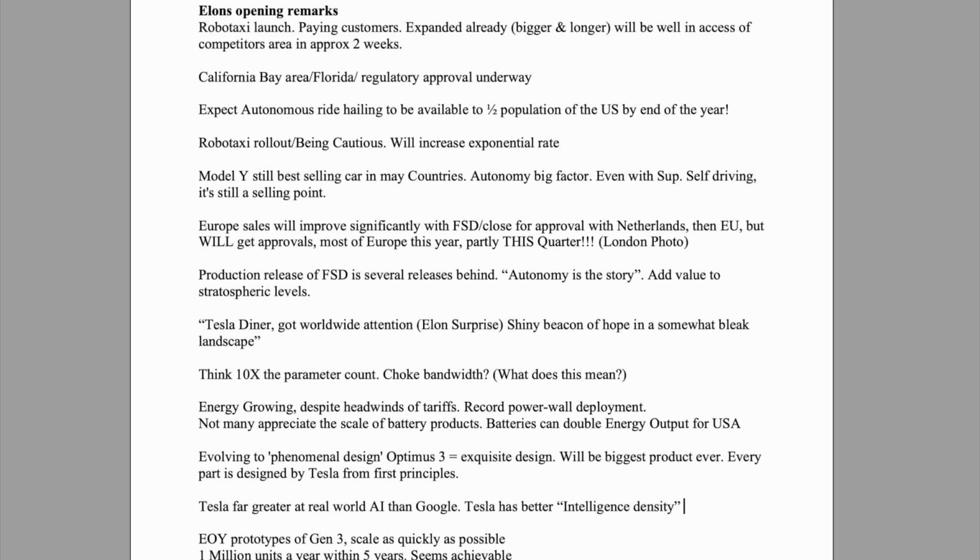Expect autonomous ride hailing to be available to half of the population of the US by the end of the year. Now, the rapid scale of this even surprises me, to be honest. By the end of the year, half the population of the US. But I guess geographically, where you have the most people live, you might be able to get Robotaxis in operation.